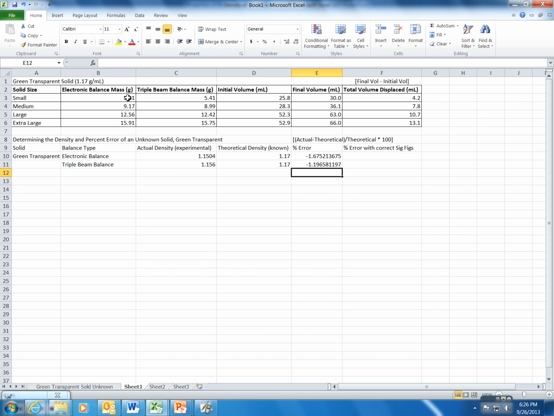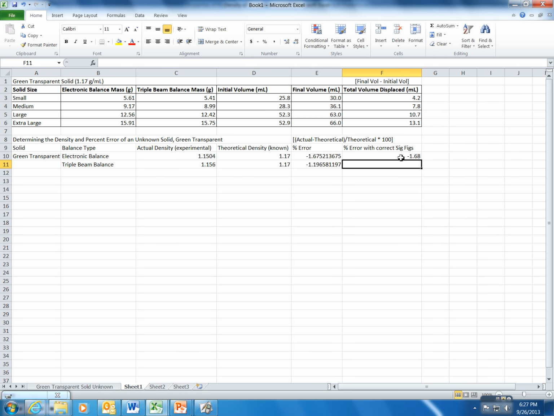If I look up here, I was able to get 3 sig figs minimum with the electronic balance, and 4 sig figs here, and then initial volume I was only ever able to get at most 3 sig figs. There was nothing fewer than 3 sig figs. So I'm going to be limited to 3 significant figures in my percent error. So I'm going to take my value and type it in with the correct number of sig figs. I have negative 1.6, and 7 is going to be my third sig fig, so I look to my 4th digit, and it's a 5, so it's going to be negative 1.68.